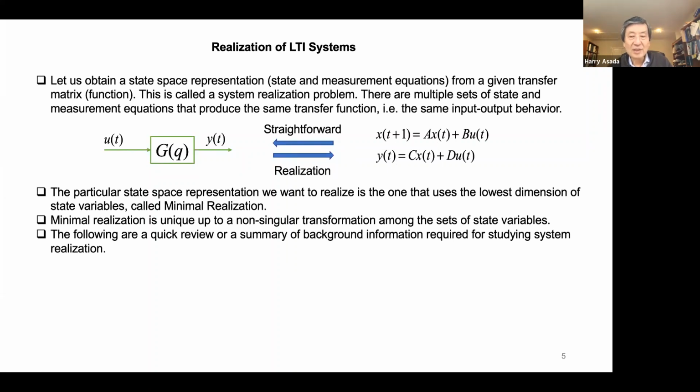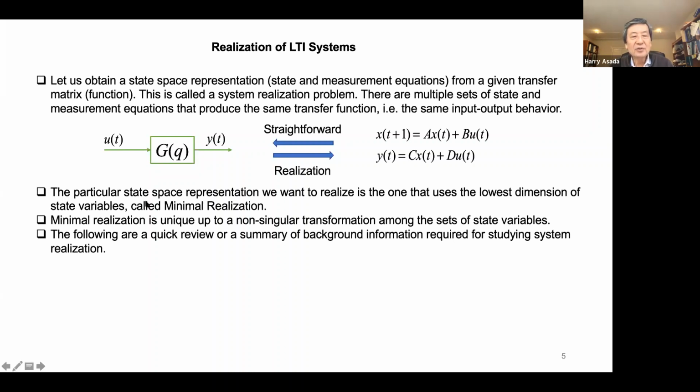Now, what you know is that given state space equations like this, you can convert them to a transfer function. That is a very straightforward method. You just take the Laplace transform directly in here, and then eliminate the Laplace transform of x. Then you get the input-output transfer function or transfer matrix. Okay, so that direction is straightforward. But going the other way is a much more complex problem, and it is called realization.